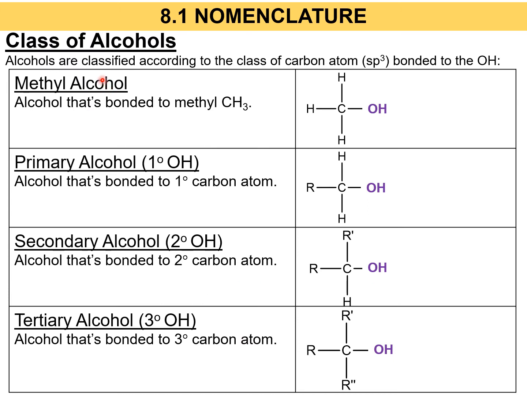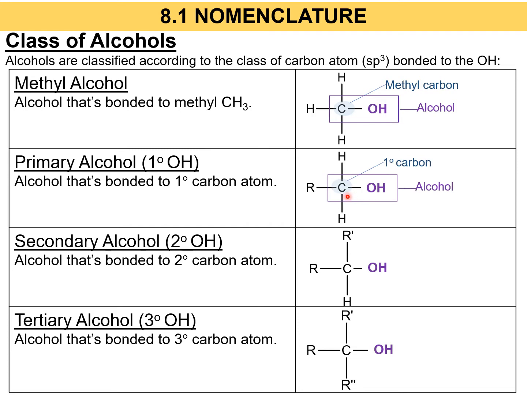Next, how do we determine the class of alcohols? There are actually 4 classes of alcohols: methyl, primary, secondary and tertiary alcohols. The way you determine the class of alcohols, you need to see the class of the sp3 carbon that is directly bonded to the OH group. For example, if you look at this molecule, you need to look at this carbon to know the class of this alcohol. Since this carbon is a methyl carbon, it will be methyl alcohol.